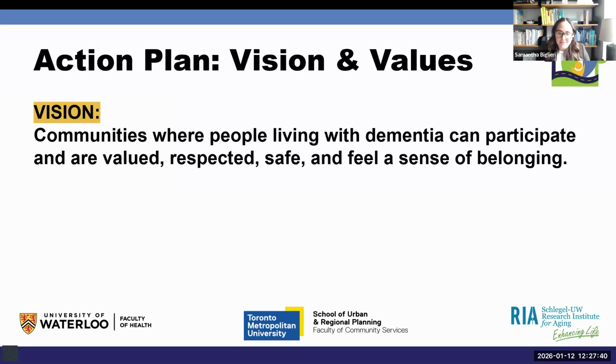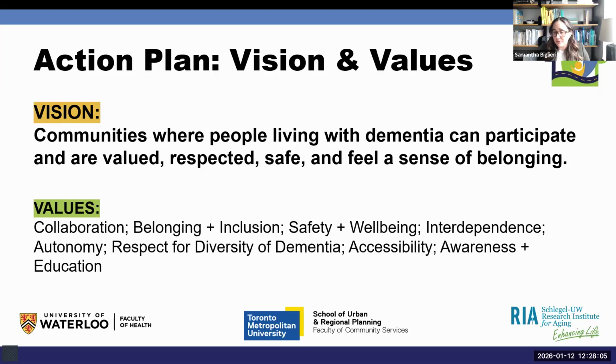Diving into our vision. So a vision is a future state that we wanted to see achieved, and together we wordsmithed this live. Our vision is communities where people living with dementia can participate and are valued, respected, safe, and feel a sense of belonging. We also developed a series of values, sometimes called principles, to guide the work of the action plan, things like belonging and interdependence, autonomy, and education, and they're further defined in the plan.